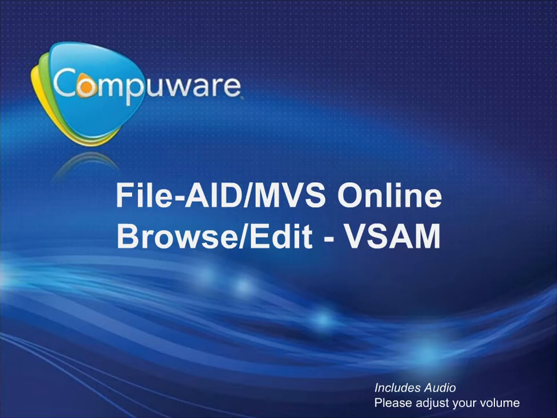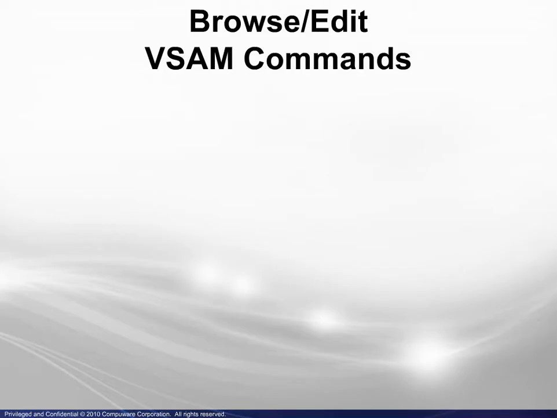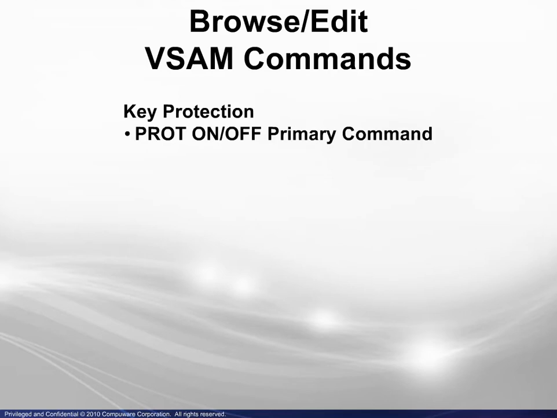The learner is assumed to have completed the File-AID Editor Basics module or have equivalent experience. We will cover 5 commands or command types, beginning with key protection. Since File-AID must follow VSAM rules, record keys are by default protected. That is, they cannot be changed. We will see how key protection may be turned on and off with primary commands and also with line commands, yet remain safe from corruption.